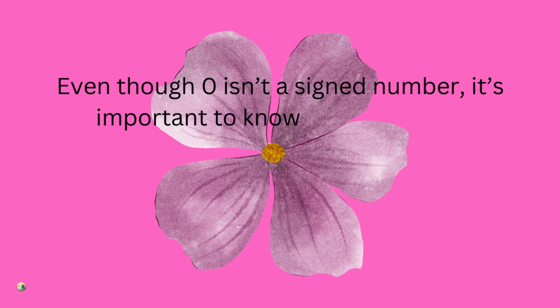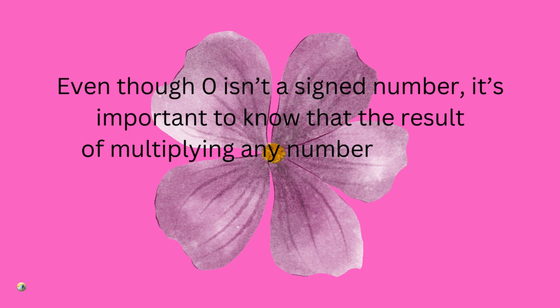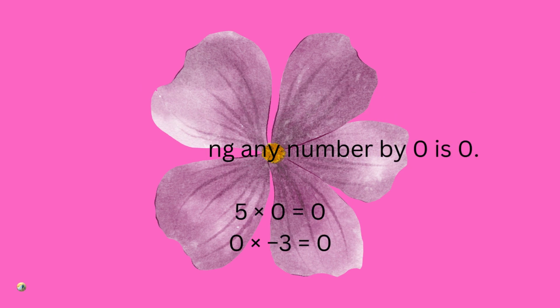Even though 0 is not a sign number, it's important to know that the result of multiplying any number by 0 is 0. If we multiply 5 with 0 or negative 3 with 0, we will get 0.